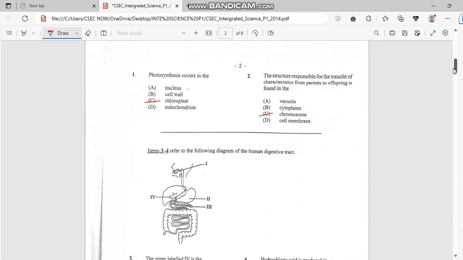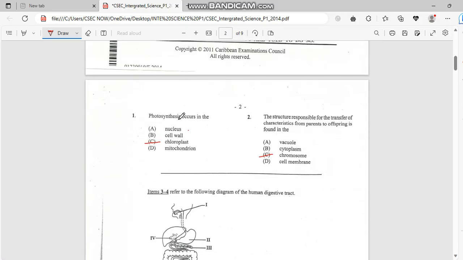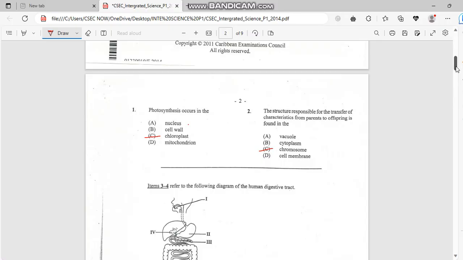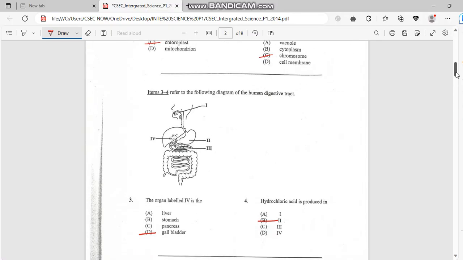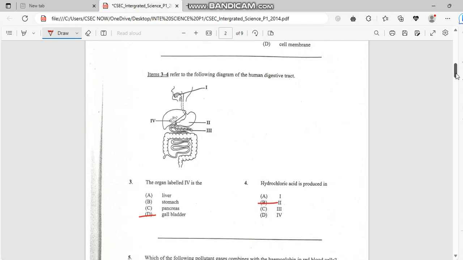Alright guys, so number 1, photosynthesis occurs in the chloroplast. Number 2, the structure responsible for the transfer of characteristics from parents to offspring is found in the chromosomes. Items 3 to 4 refer to the diagram of the human digestive tract. Number 3, the organ labeled IV, right here, is the gallbladder. And number 4, hydrochloric acid is produced in the stomach. So this is the stomach, guys.